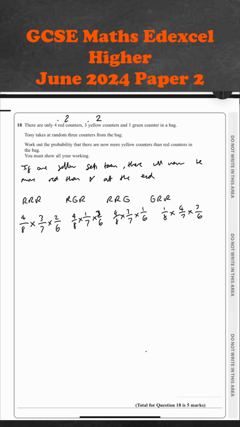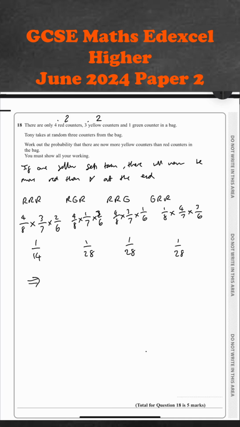So 4 out of 8 multiplied by 3 out of 7 multiplied by 2 out of 6. Just doing this on my calculator. That's 1 out of 14. Then we have 4 out of 8 multiplied by 1 out of 7 multiplied by 3 out of 6 is 1 out of 28. 4 out of 8 multiplied by 3 out of 7 multiplied by 1 out of 6 is 1 out of 28. And we have 1 out of 8 multiplied by 4 out of 7 multiplied by 3 out of 6. That's 1 out of 28.